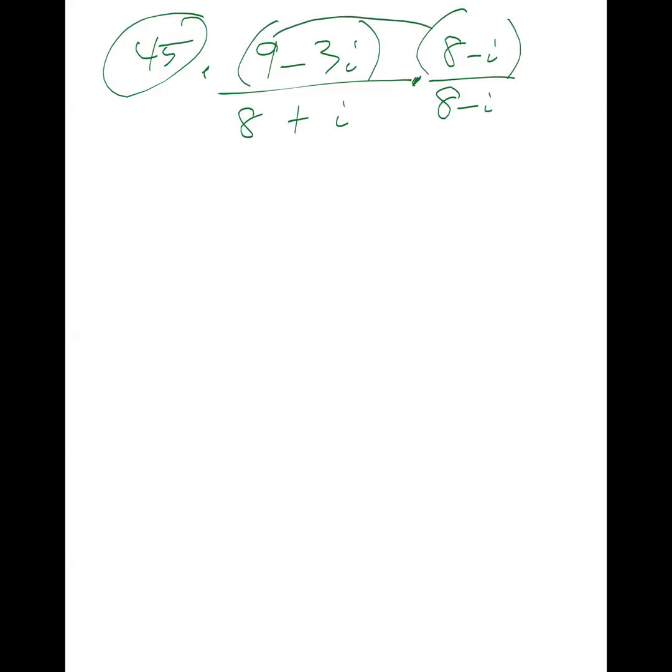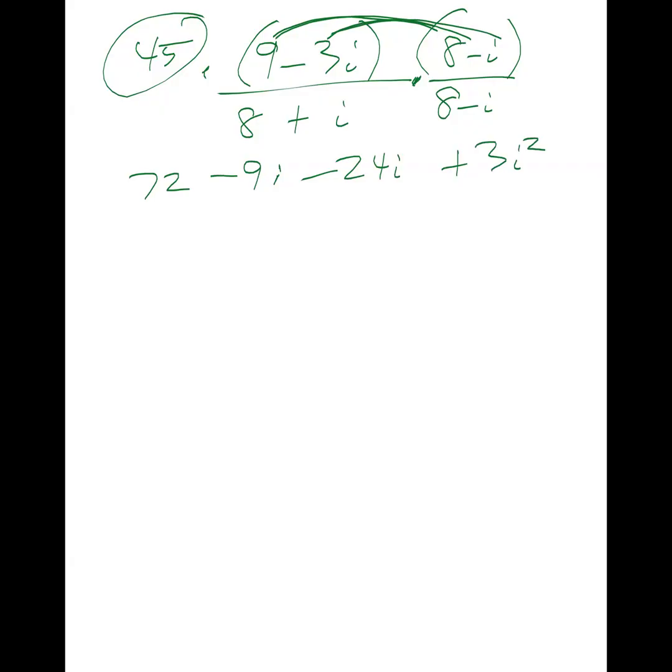So it's 9 times 8, 72. 9 times negative i is negative 9i. Wait, why do I write my i's like Q's now? I think it's just not working. There we go. And then negative 3i times 8 is negative 24i. And then negative 3i times negative i is positive 3i squared.